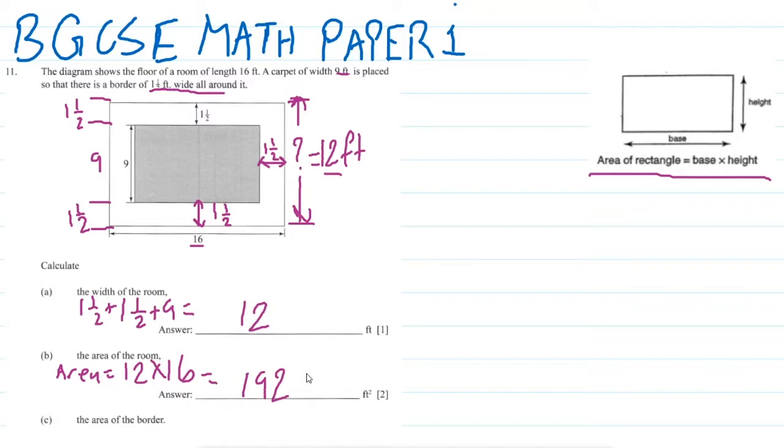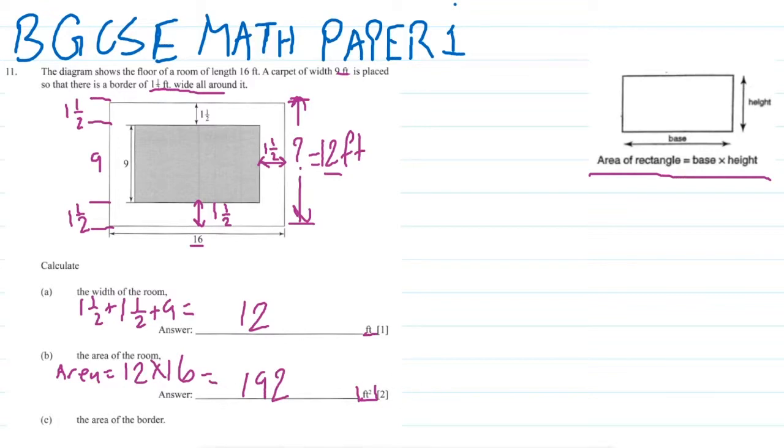So remember, this is going to be in feet squared, because anytime that you find an area, the unit that you use is always going to be squared. For the width, it was just going to be straight feet. We don't have to square it because it's just a length. It has nothing to do with area.